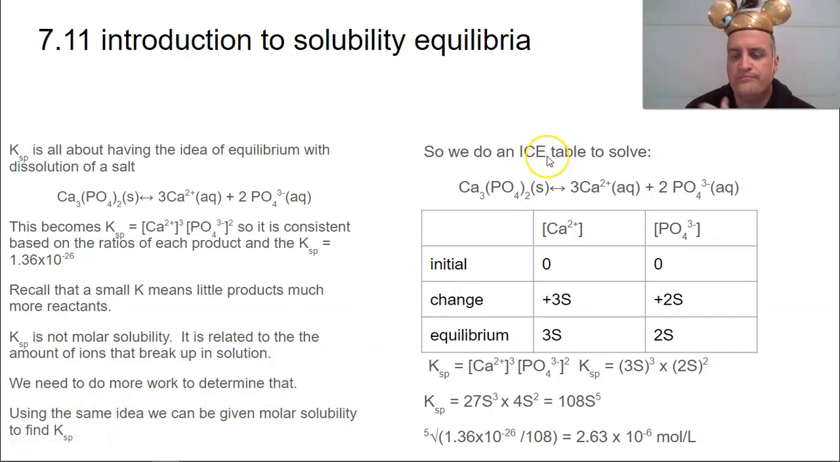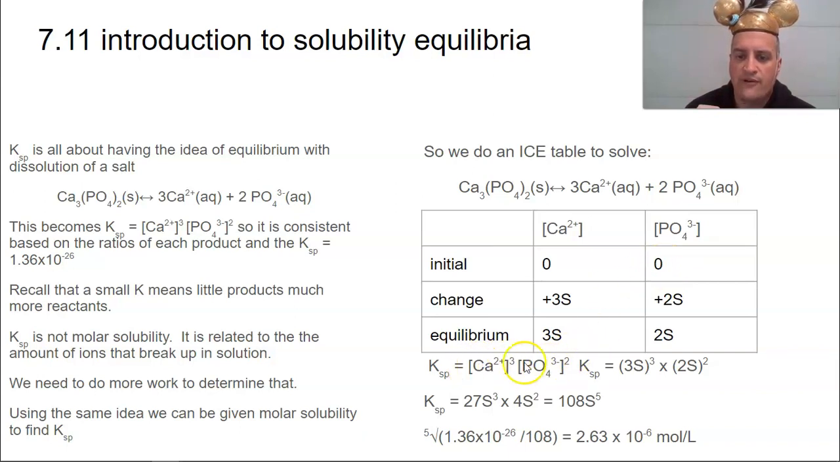We have an ICE table or RICE table, whichever you prefer. Again, we have no calcium ions or phosphate ions to start. The change, we have 3, we have 2, equilibrium 3 and 2. So often we don't even start off with any. That's not always going to be the case though, as we'll see in the next unit.